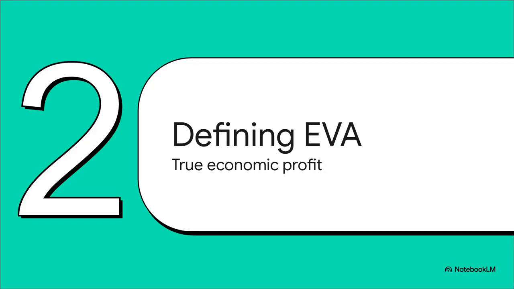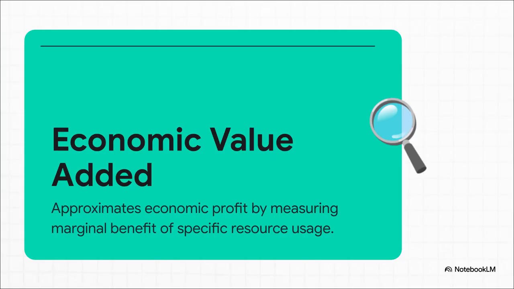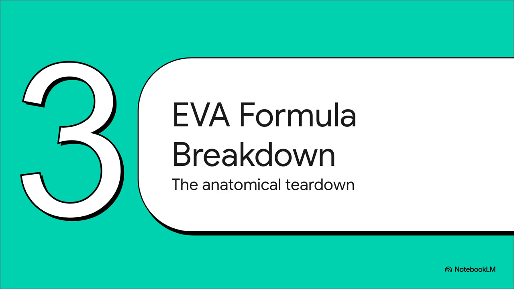Let's move right along to Part 2, defining economic value added. So in value-based management, EVA is basically used as a proxy for a business unit's true economic profit. It's designed to measure the marginal benefit obtained by using resources in a very specific way. And the whole reason it's considered true economic profit is that it explicitly includes a charge for that cost of equity capital we were just talking about. It makes sure that a company isn't just making money, but making enough money to justify the capital it's tying up. Part 3. The EVA formula breakdown.